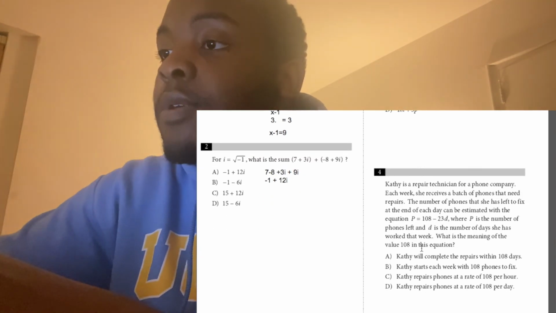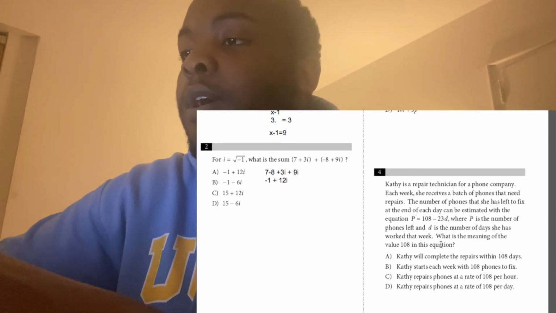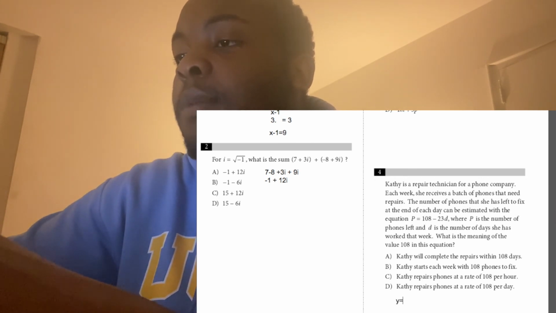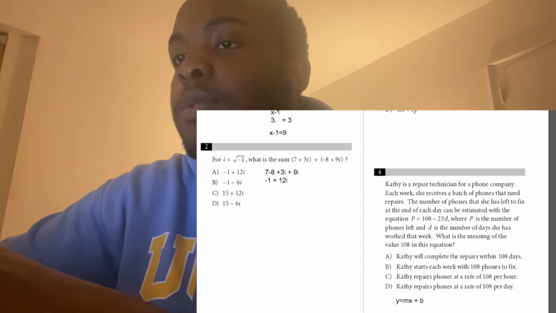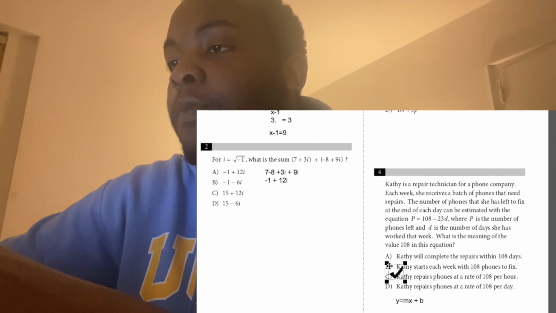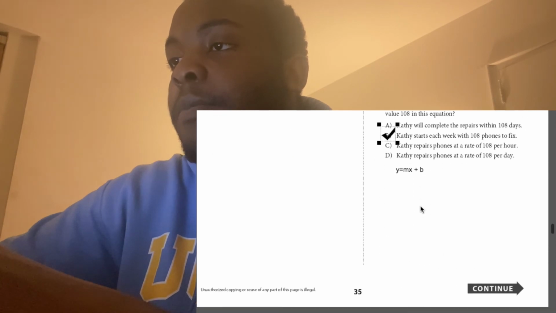This is easy. If you have y equals mx plus b, the outlier, which is b, is always the starting point. So your answer is literally b. Maybe I should start putting a check mark or something. That's B.